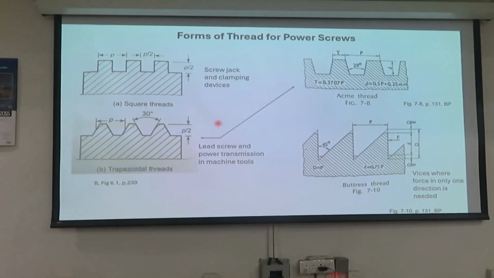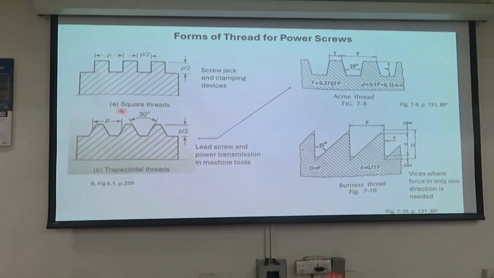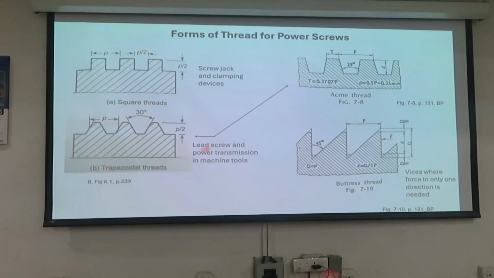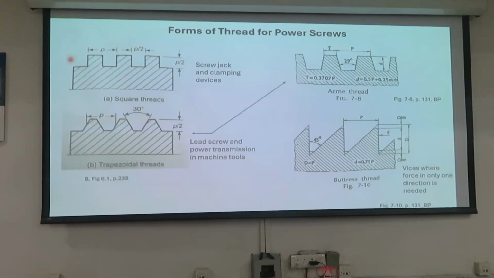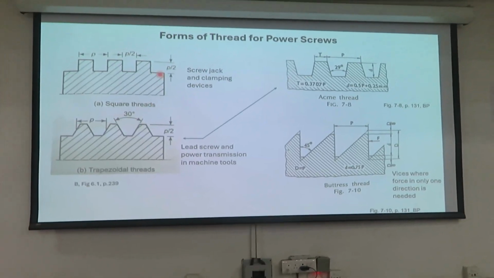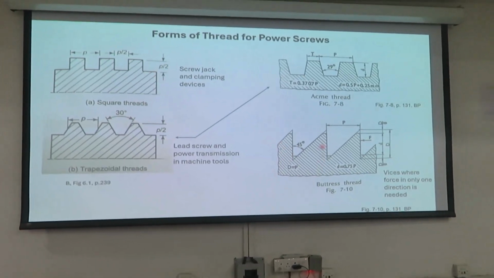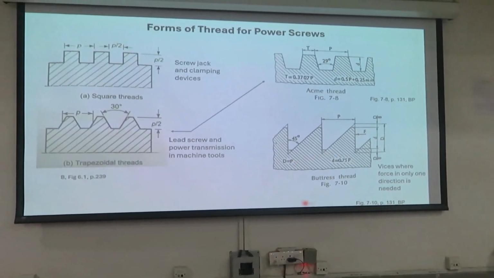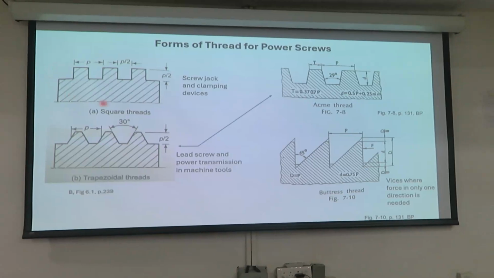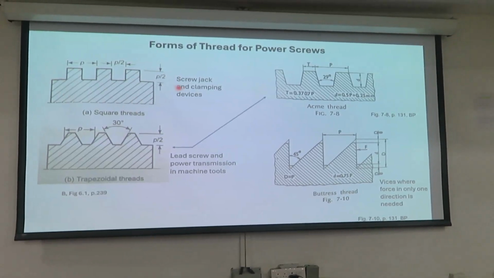So there are two types of threads. One is the square one and another is trapezoidal. Today we will do the exercise for square thread. I have already gone through the Acme thread and buttress thread, but we will do the calculation for square thread.